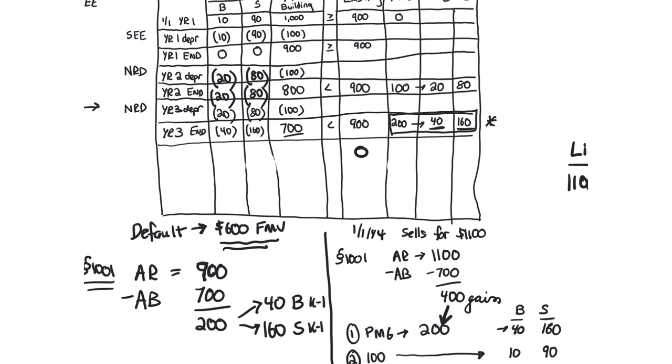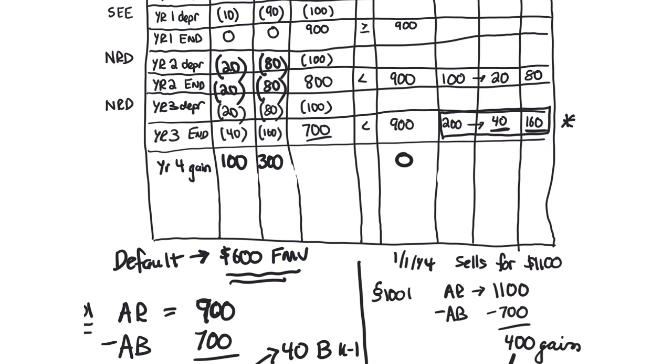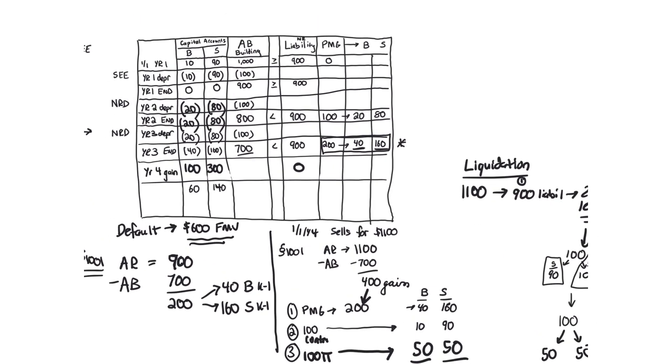So we're going to go ahead and we're going to record that. So year four, gain. We're going to give $100 to Blueberry, $300 to Strawberry. Think about the balances here. So if you were to net these numbers, okay, if you net these numbers, then what happens is you got $60 here, and then 300 minus 160, that's going to be 140. And if you think about it, the partnership agreement, because it meets the alternate test, means that, hey, you got to follow capital account balances, positive capital account balances on liquidation.